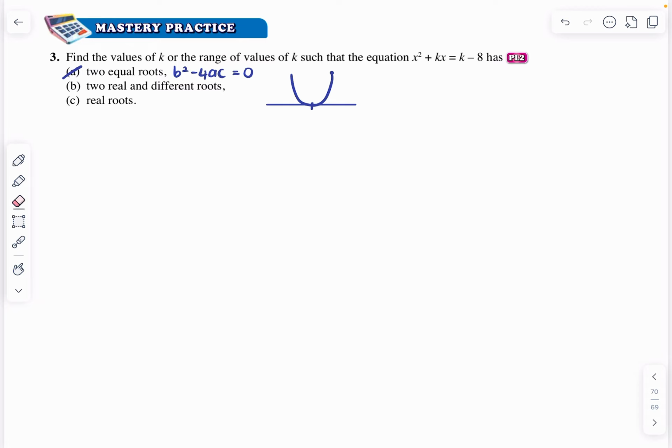Then B, two real and different roots. Two real and different roots means our graph would cut the x-axis at two different points. So this one, the equation would be b square minus 4ac more than 0.